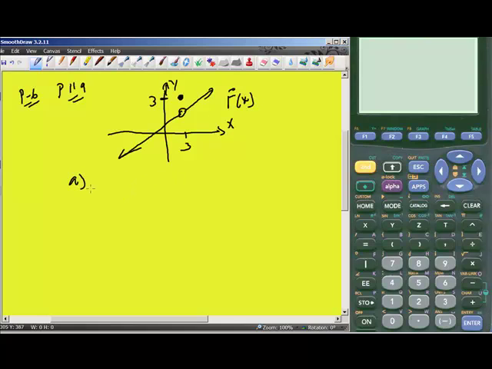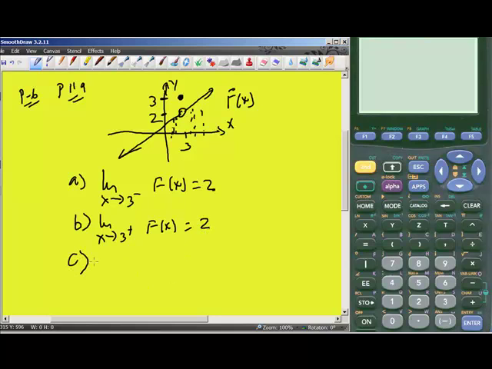Okay, part A. Limit as x goes to 3 from the left-hand side of f of x. As I go from the left-hand side, they do give me a value for this, and that's 2. The value of the function is getting closer to 2. And then B, limit as I go to 3 from the right-hand side. When I come from the right-hand side of 3, it's getting closer to 2. Okay, C, since these two match up, and they have to match up, the limit as x goes to 3 of f of x is equal to 2.